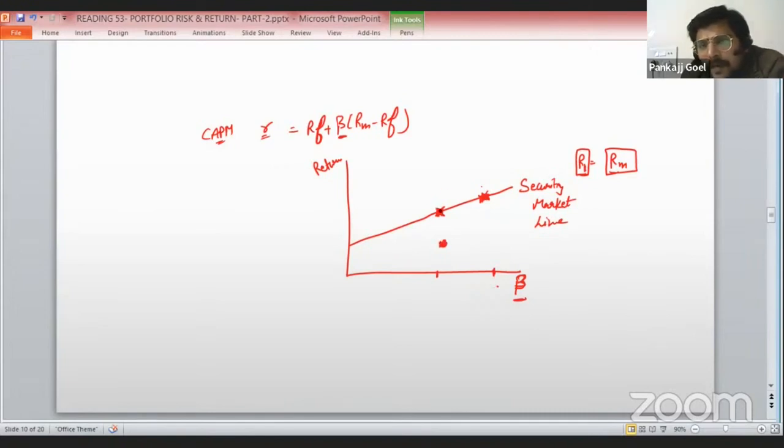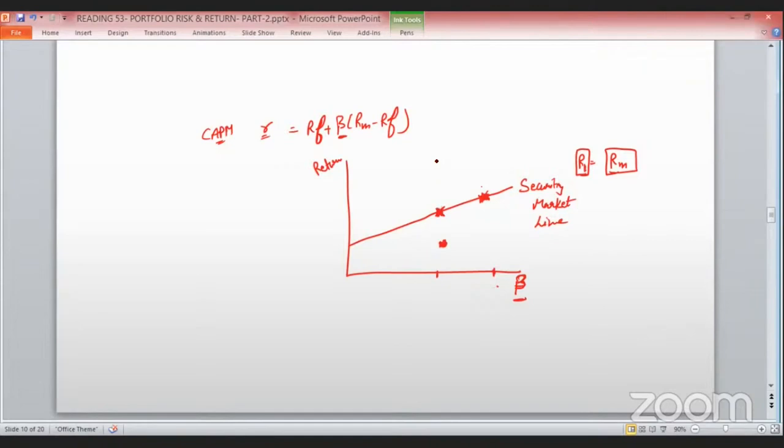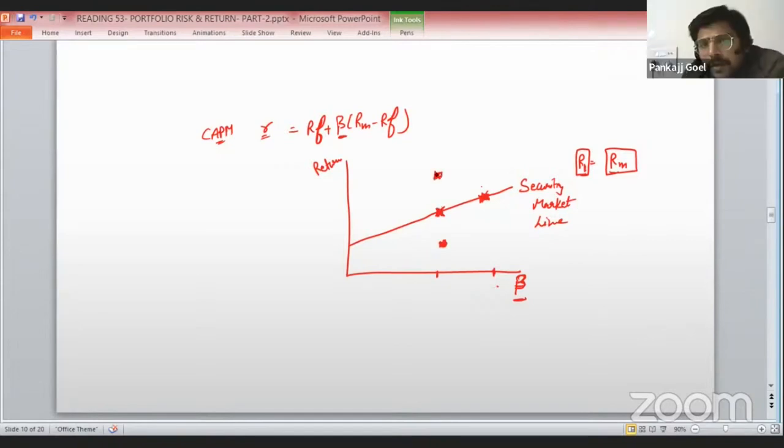If my expected return is this, but the actual return is this, it means this was underpriced. So if this is my expected return, this is my actual. If this is the situation, then what is it? It is overpriced. If this is the situation, then this is underpriced.